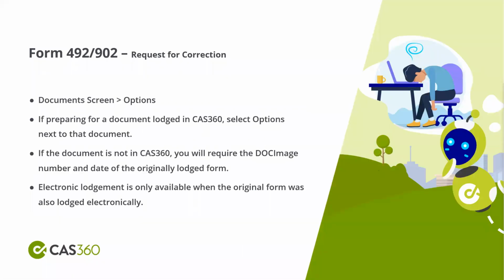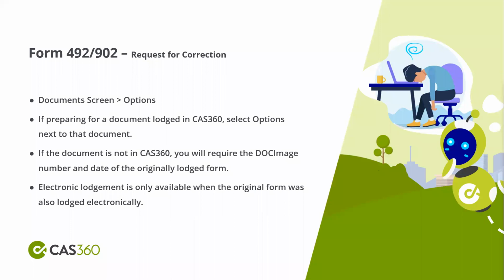Let's just quickly move on to Form 492 or 902, which is the request for correction. This particular document is done via the document screen, and it's done in response to any of the lodged documents that you might have previously done. There are a couple of notes regarding this one and how it can be lodged. If the document was actually lodged electronically, you can lodge Form 492 electronically as well. However, if the form was lodged manually with ASIC, so it was done by a paper lodgement, then electronic lodgement would not be available for the Form 492 in response to that one there. And that's actually detailed in these 2 middle dot points here.